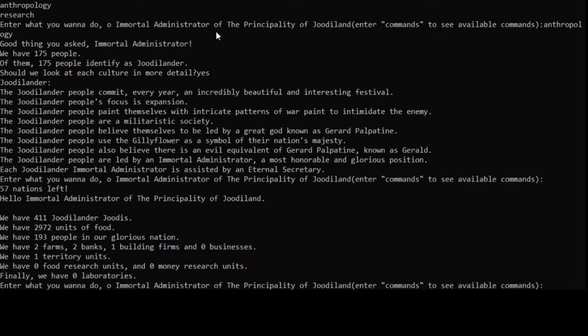I mean, if you have one territory unit, you can't just release anything. So at the start of the game, before you conquer anything, you'll be obliged to let all those cultures in and not instantly expel them. But yes, another thing we should cover is research.